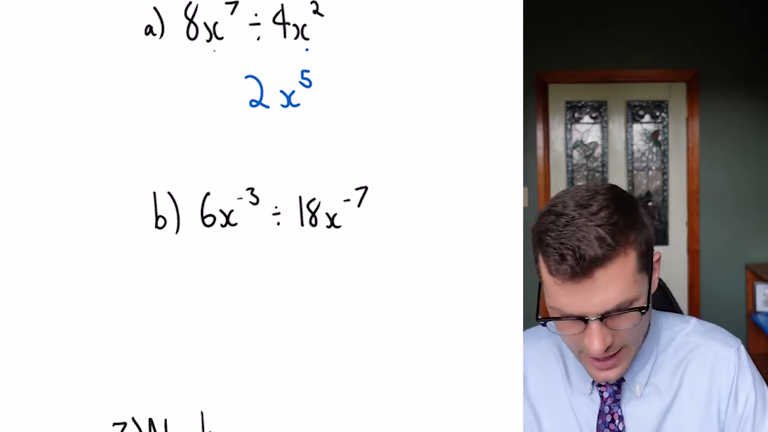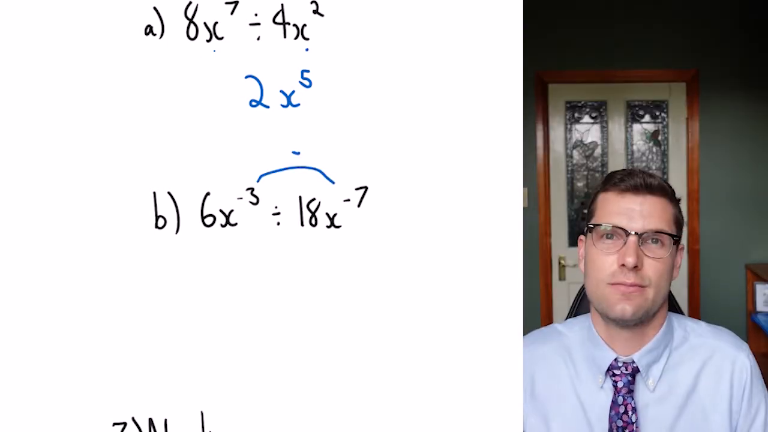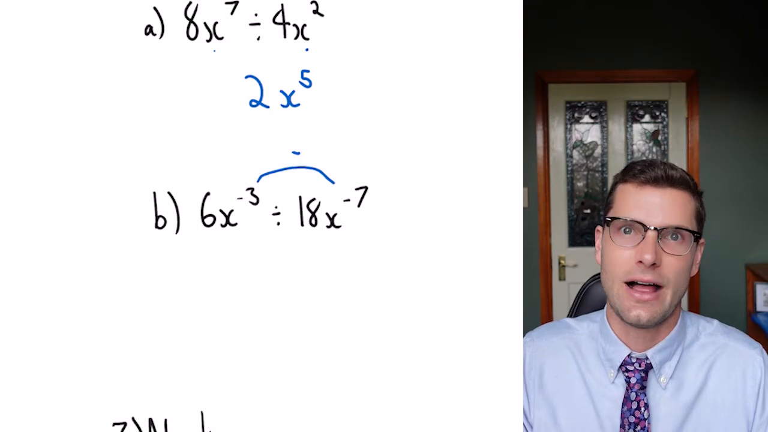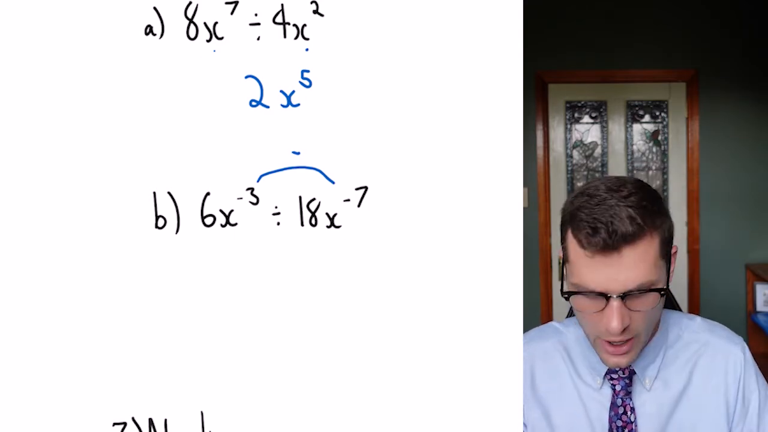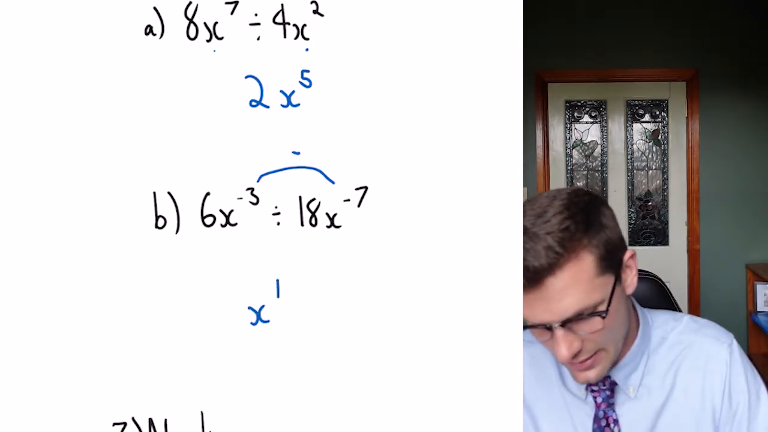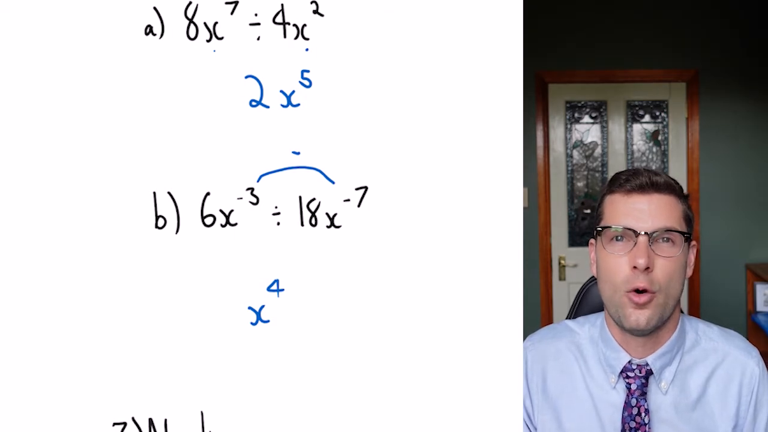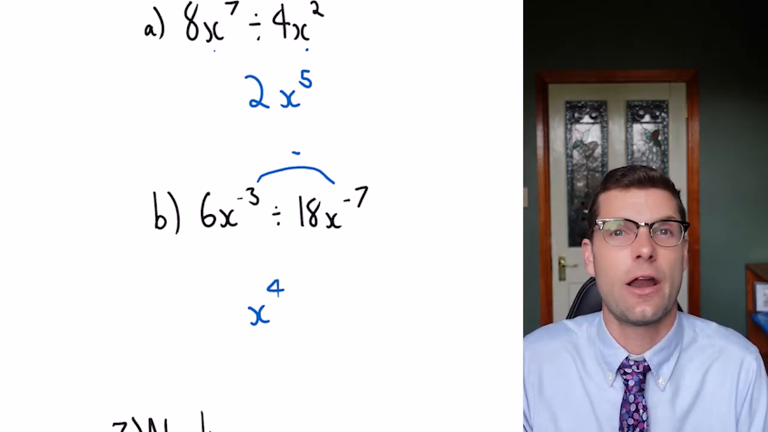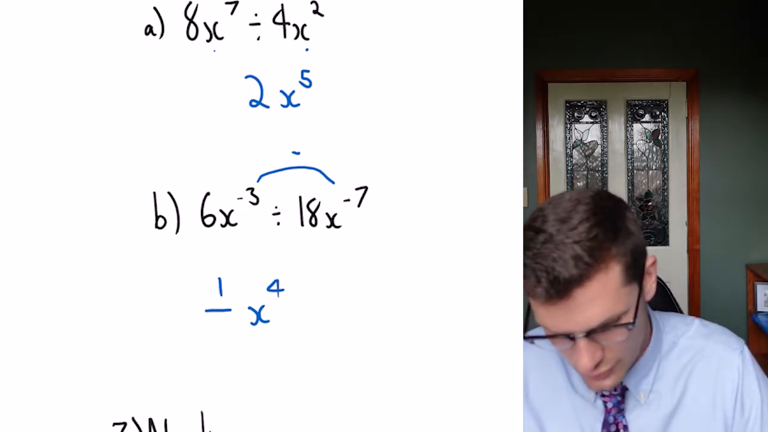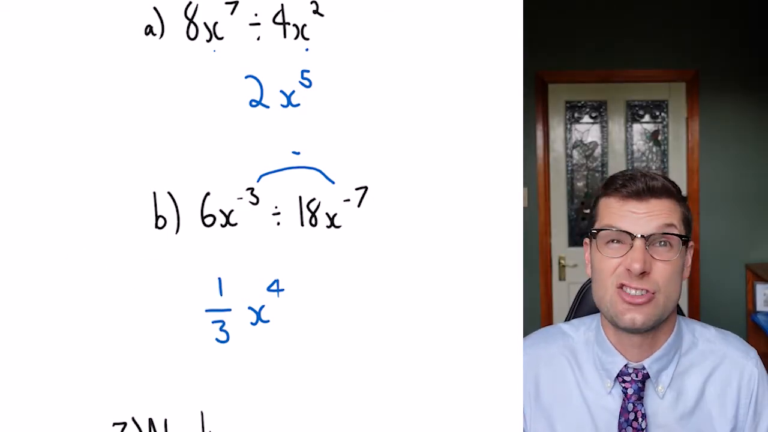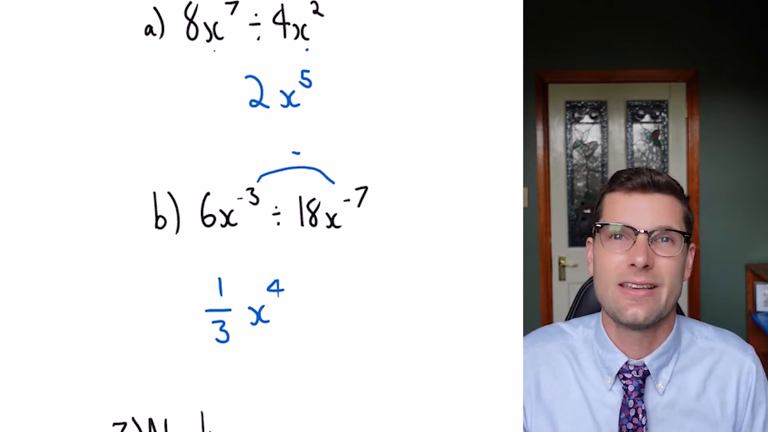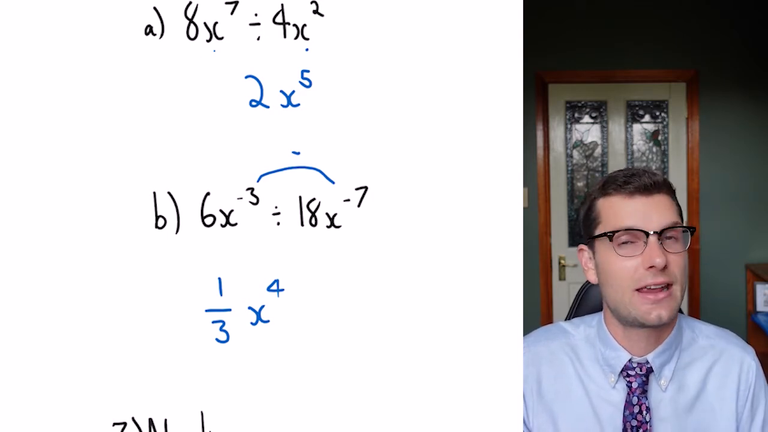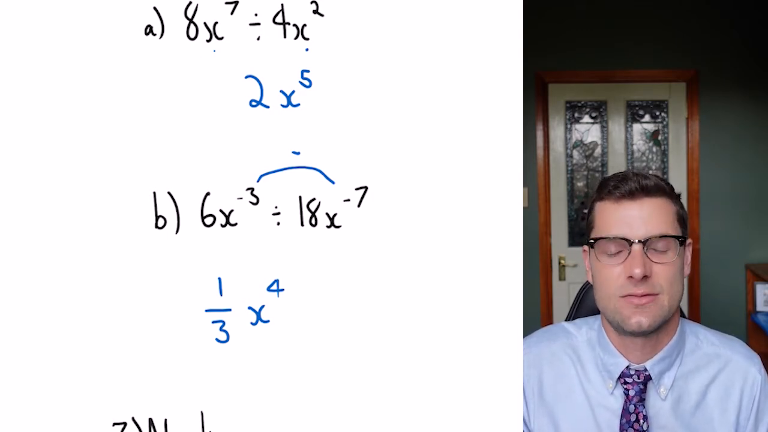So for this one, x to the minus 3 minus 7 means that we've got to add that 7 onto the minus 3. So x becomes x to the power of 4. Again, use your calculator if you want to. 6 divided by 18 is equal to a third. My students do often make the mistake of just putting the 3 there really quickly. Just double check, especially if that first number is smaller.